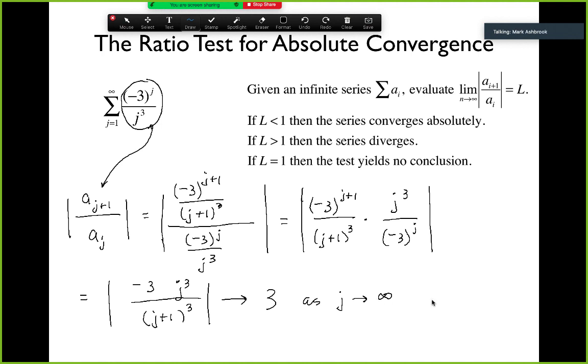Therefore, 3 is greater than 1. We got this condition here, so this diverges by the ratio test. So what does this tell us? What does this number 3 tell us about this series? Here's the big point. This is the most important thing. What does this number 3 tell us about this series? Anybody?